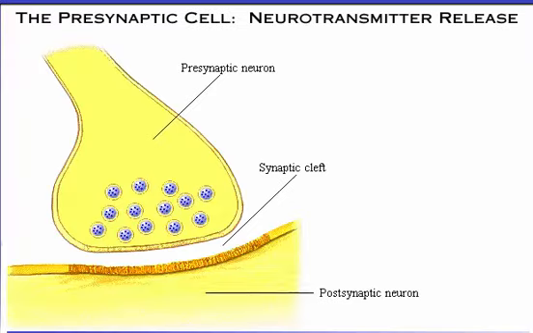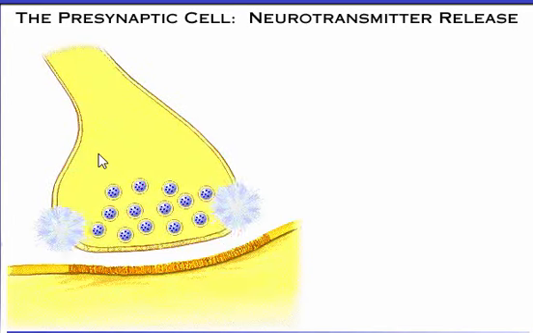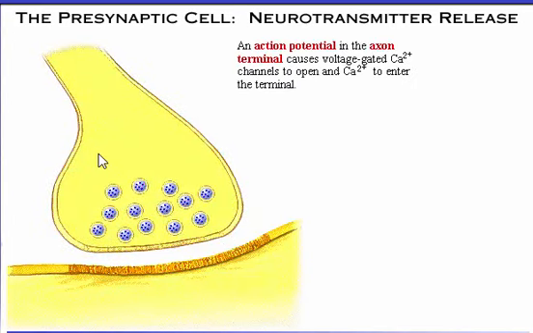We have examined the events of synaptic transmission. Now let's look at the details. Click the presynaptic neuron to produce an action potential. An action potential in the axon terminal causes voltage-gated calcium channels to open and calcium to enter the terminal. Click the presynaptic neuron again to see the calcium channel in action.